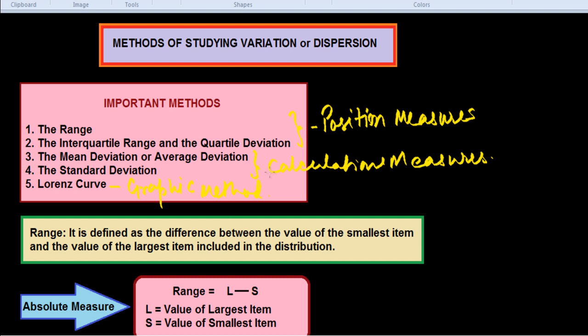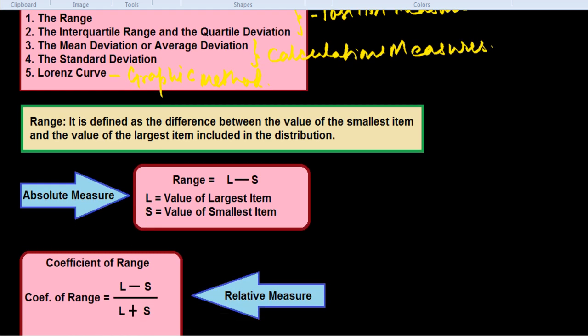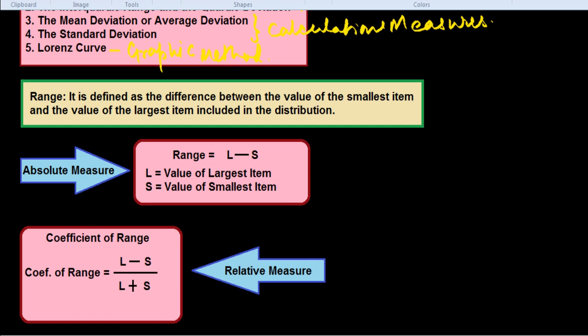So there are two types of measure we have to take in dispersion: one is the absolute, the other is the relative measure. If you have only one distribution and have to calculate the dispersion, you may only require an absolute measure. If you have to compare two different distributions for variability and consistency, then you have to take the relative measure, because one distribution has a different unit from the other.